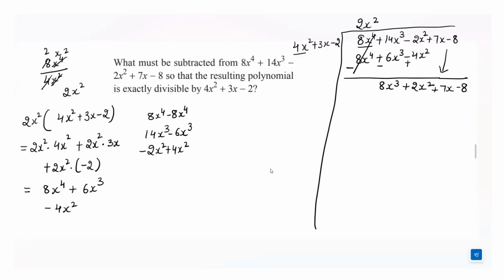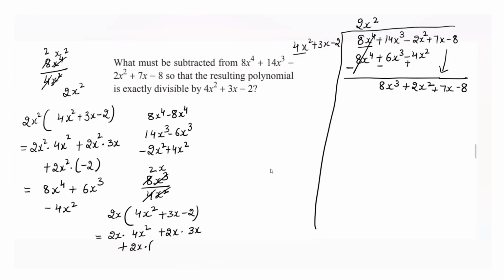Now after this, the next term is 8x cube and I have to divide it by 4x squared. We are doing the same step like we did before. Now we will simplify it. We'll get here 2, and here just x. So we are getting 2x. We will write down 2x, then the bracket, and we will multiply it with 4x squared plus 3x minus 2. Then we will open the brackets: 2x into 4x squared plus 2x into 3x plus 2x into negative 2 within the brackets. Now we will get here 8x cube plus 6x squared minus 4x.